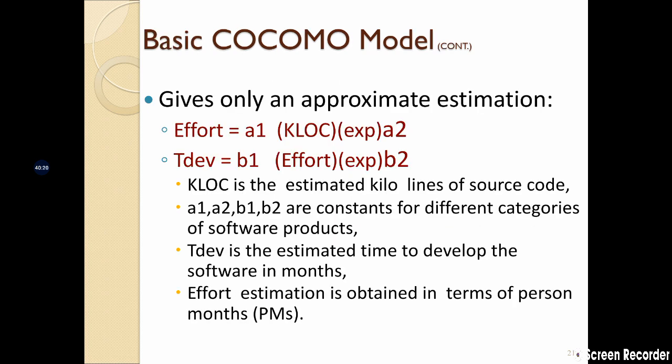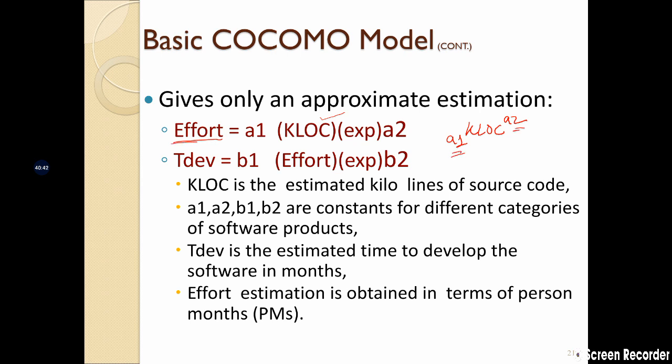Yes, so the formula is: effort is calculated by A1 times KLOC, which is basically the kilo lines of code, to the power A2. So you find the kilo lines of code, and raise it to the power A2. And A1 and A2 are basically constant values which will be given by the different categories.